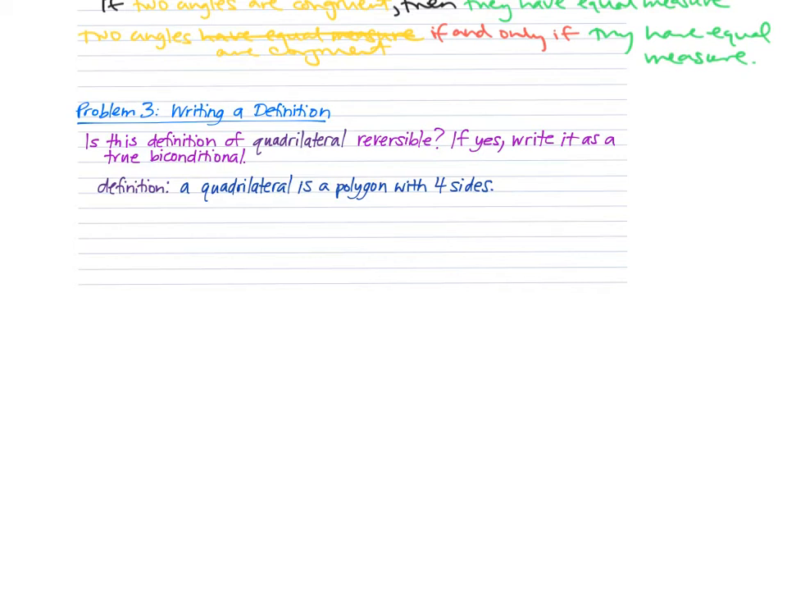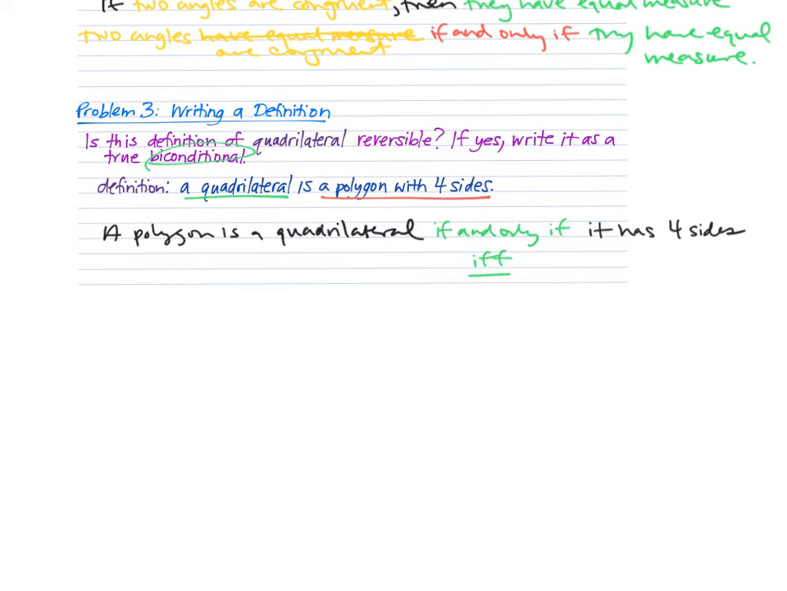So let's think of two different things: quadrilateral, and then polygon with four sides. Sorry, we're not writing "if." This is when it gets tricky. A biconditional does not have if-then. It just has "if and only if" in the middle. So: a polygon is a quadrilateral if and only if, and here's your abbreviation if you want to just write that, iff, it has four sides. Okay?